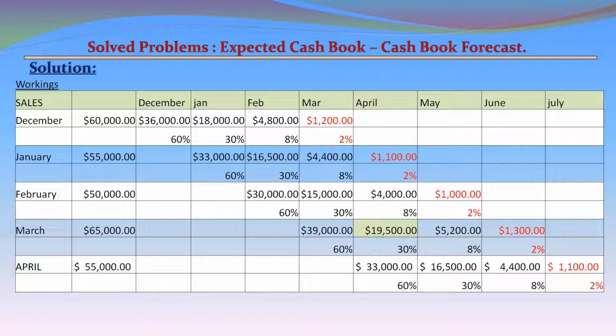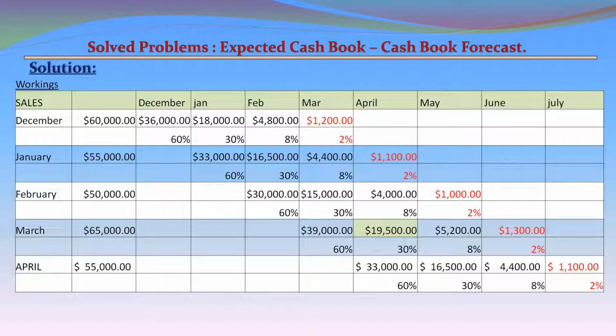February sale 50,000: 60% of 50,000, 30,000, paid in February, 30% of 50,000, 15,000, paid in March, 8% of 50,000, 4,000, paid in April, 2% of 50,000, 1,000, is bad and uncollectible. March sale 65,000: 60% of 65,000, 39,000, paid in March, 30% of 65,000, 19,500, paid in April, 8% of 65,000, 5,200, paid in May, 2% of 65,000, 1,300, is bad and uncollectible.